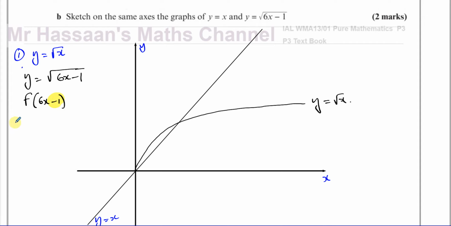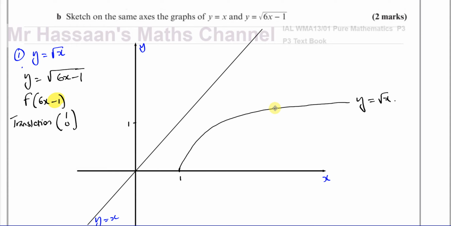So this causes a translation, and when it's inside the function, remember it acts weird, of positive 1, 0. So it's 1 unit to the right. So this whole graph would move 1 unit to the right. So where they intersected here, that'd be 1, 1 here. This would move now to there. And that would be this graph. All right, that'd be the graph like this. And that's the first transformation.